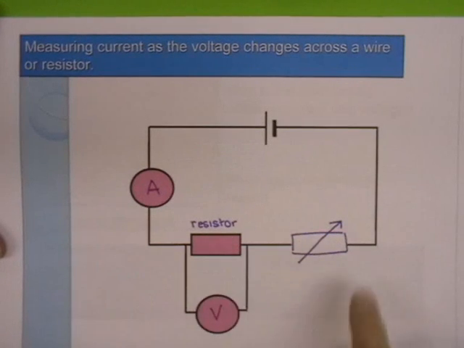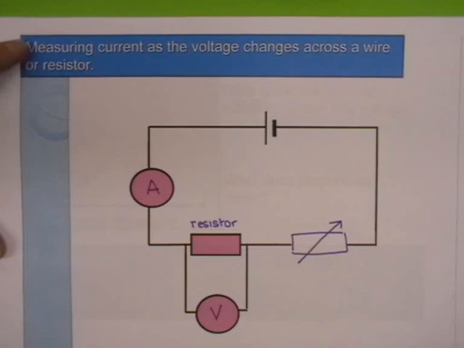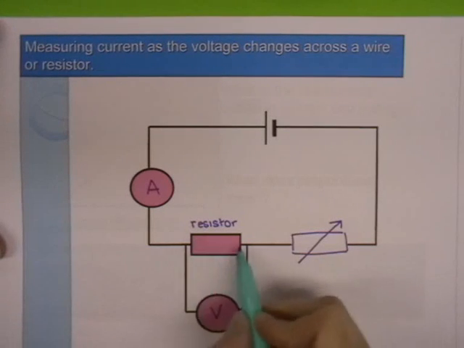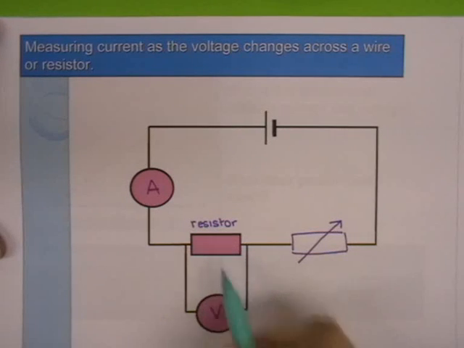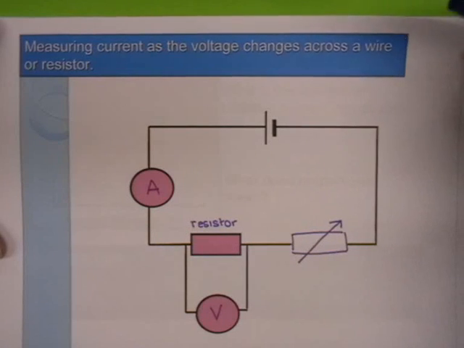Now this setup is very, very similar for the other three experiments that you did when you looked at voltage and current changing through different components, and the only difference is that you just change this resistor for the component you want to use. You measure voltage across it and the ammeter always goes in series.